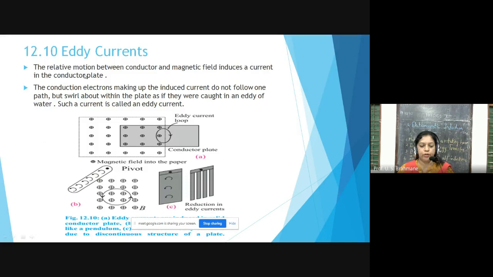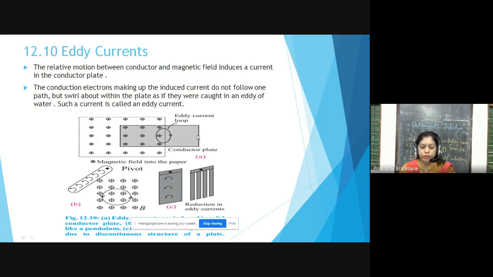See here, the relative motion between conductor and magnetic field induces a current in the conductor plate. Now see here, this is instead of a loop. We have seen ABCD, the wire. So instead of that wire, we have taken a conductor plate. So what happens if we take this? Is there any change going to happen? Yes, something happens. What happens?